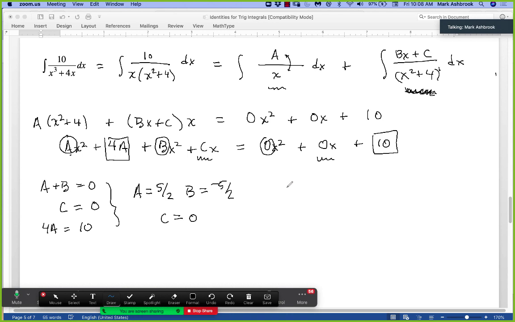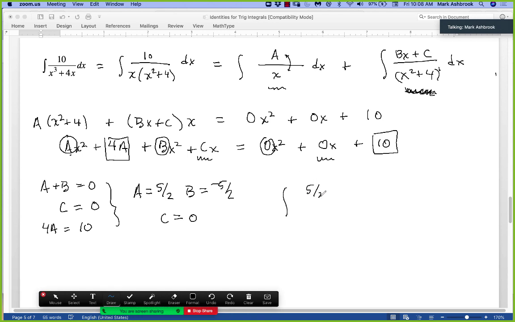So we're ready to do it here. So a is 5 halves over x plus bx plus c, which is negative 5 halves x plus 0. So it ended up that the c was 0 after all.